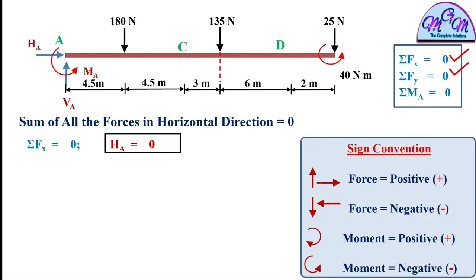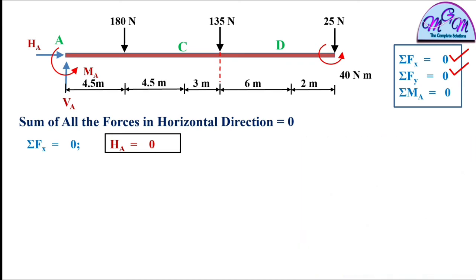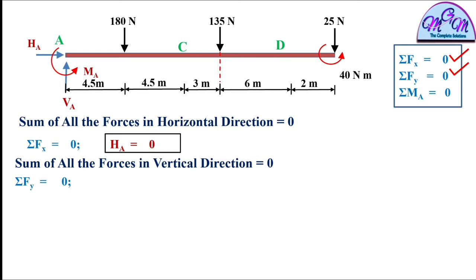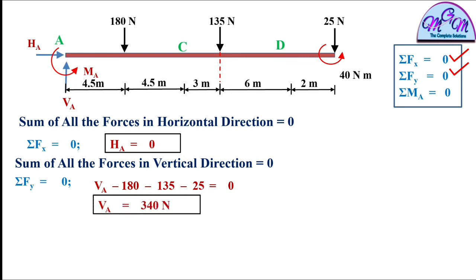So the sign convention, we know that upward force is positive, downward force negative, clockwise moment positive, and anti-clockwise moment negative. So your equation, sum of all the forces in vertical direction equals 0, summation of Fy equals 0, will be VA minus 180 minus 135 minus 25 equals 0, and you will get the value VA equals 340 Newton.